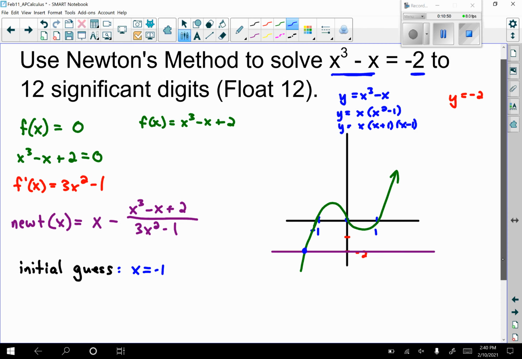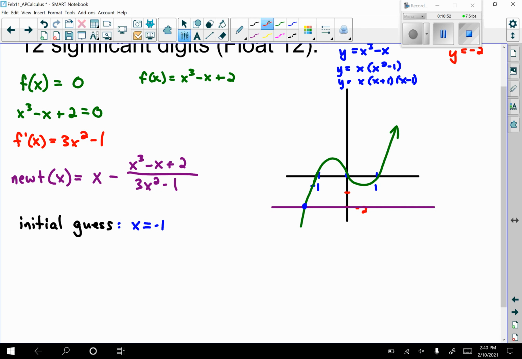So what we want to do on the calculator, let's go ahead and define. So go to menu 1, we want to define, and we're going to type this in, NEWT of x is going to equal this right here.